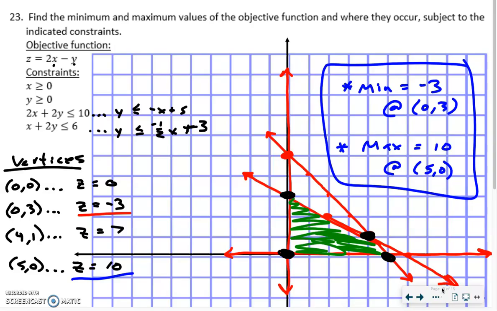Nathan. Into the objective function. Oh, right. Okay. On this type of problem, yeah, it just gives you the objective function for sure.